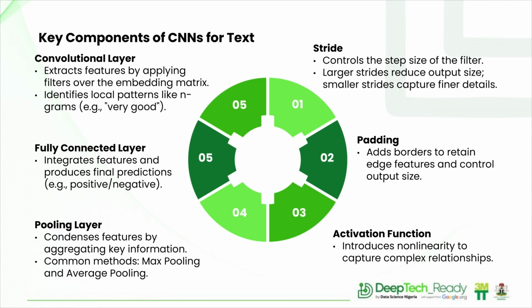Now these are the key components of a convolutional neural network for text, from the convolutional layers to the stride, to the padding, to the activation function, the pooling layers, and to the fully connected layers. We mentioned convolutional layers as trying to extract features by applying filters over the embedding matrix. And then the stride basically tries to control the step size of the filter. Padding basically adds borders to retain edge features. And then the activation function tries to introduce some non-linearity to capture complex information. And then the pooling layer tries to condense features by aggregating the key information. And then the fully connected layer integrates the features and produces the final prediction.